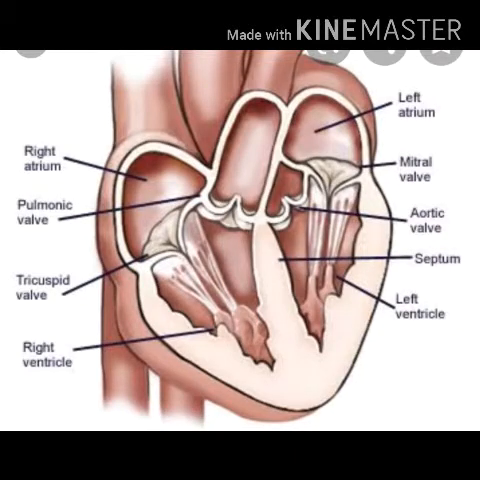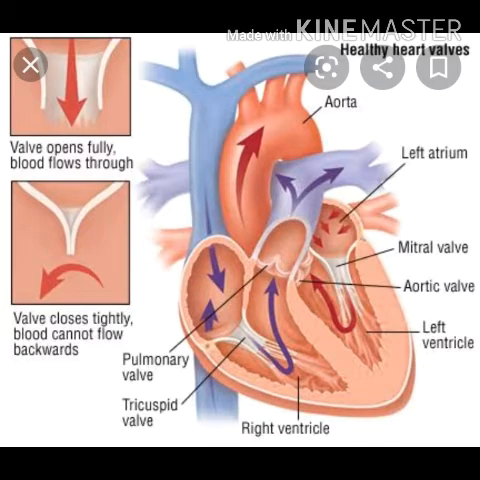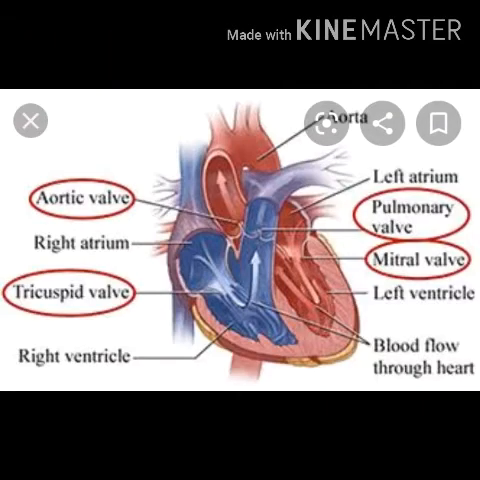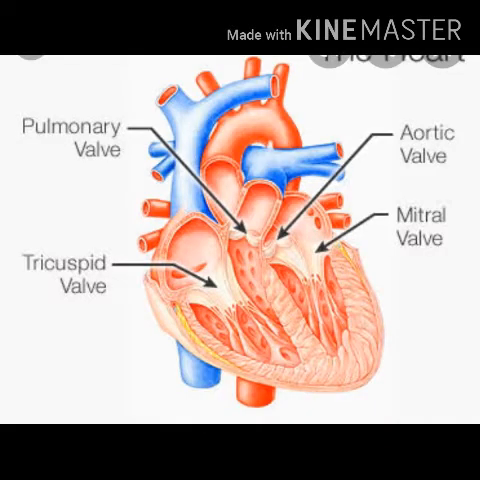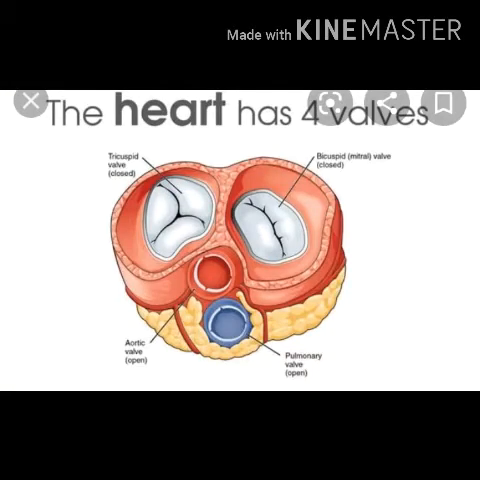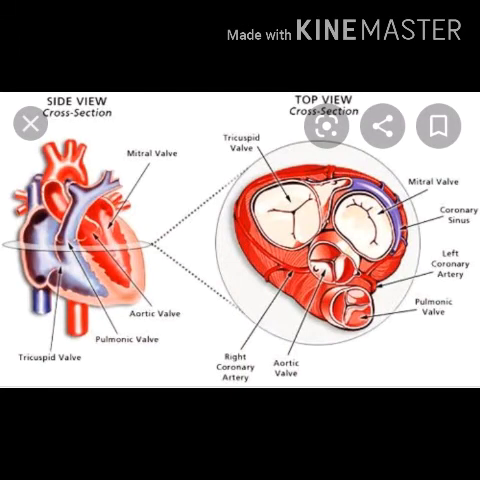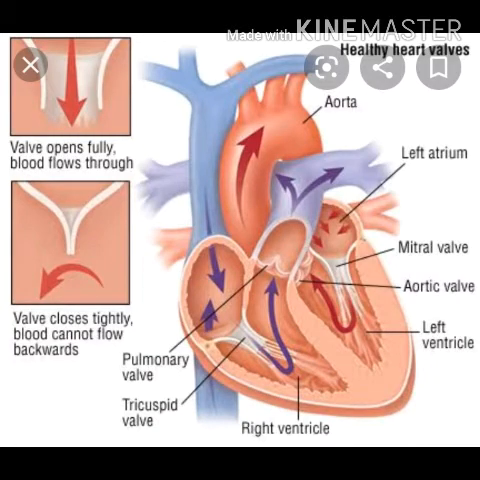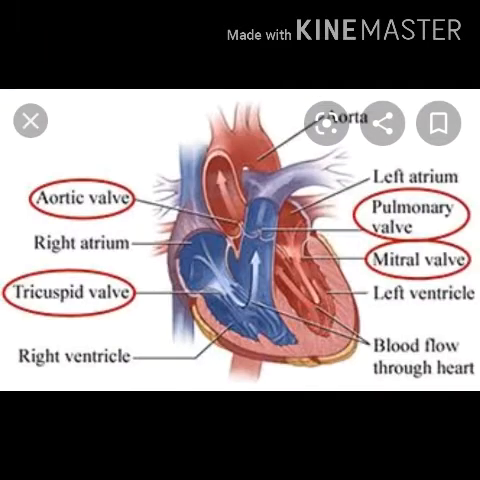The second one is the semilunar valve. They have a pocket-like structure with the shape of a half moon, so they are semilunar valves. They lie at the junction where the major arteries, that is the pulmonary artery and dorsal aorta, leave the ventricles. They prevent the backflow of blood. They are of two types. One is the pulmonary semilunar valve. It lies at the point where the pulmonary artery originates from the right ventricle. The other is the aortic semilunar valve. It lies at the point where the systemic aorta originates from the left ventricle.